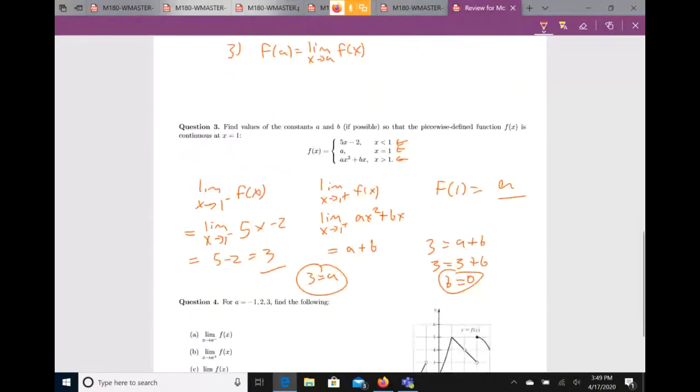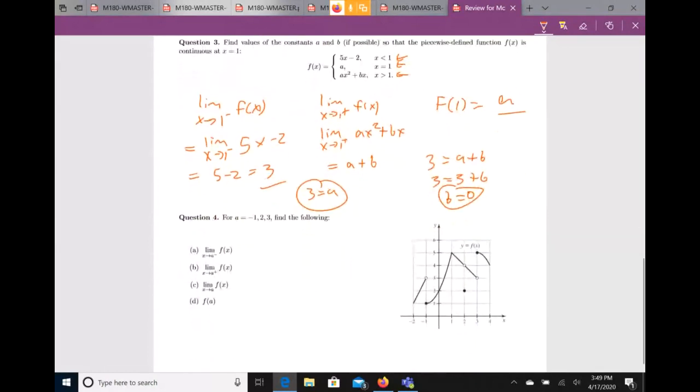This is covering limits and continuity and L'Hopital's rule.